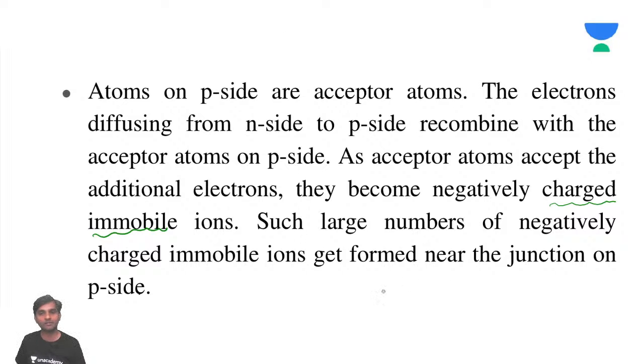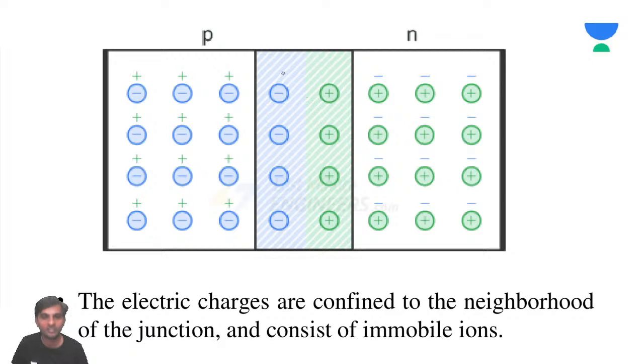So such a large number of negative charge immobile ions get formed near the junction on the p side. You can see here very clearly, I have mentioned it here. See it properly, sir.